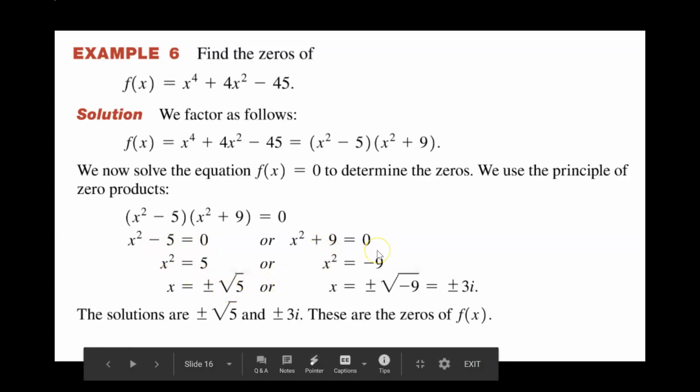Bring this 9 over by subtracting. And then for here, because we have a negative inside, when we take the square root, I have to remove this negative by making it an i. And then the square root of 9 is 3, so plus and minus 3. So here are my zeros: plus the square root of 5, minus the square root of 5, plus 3i, minus 3i.